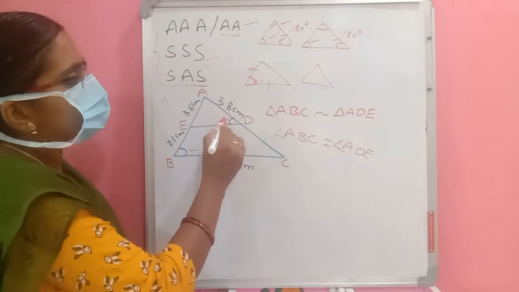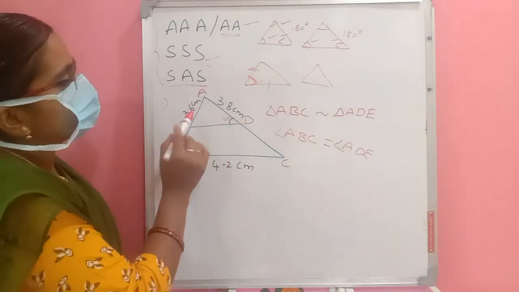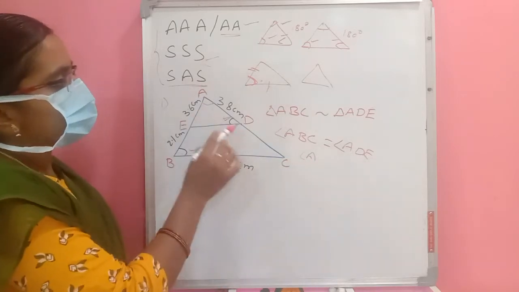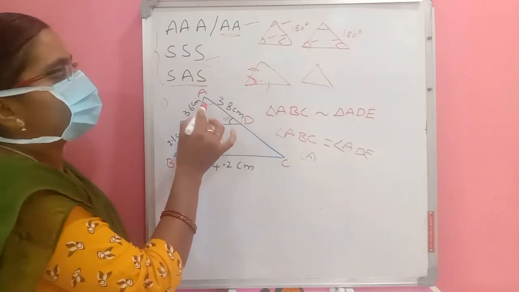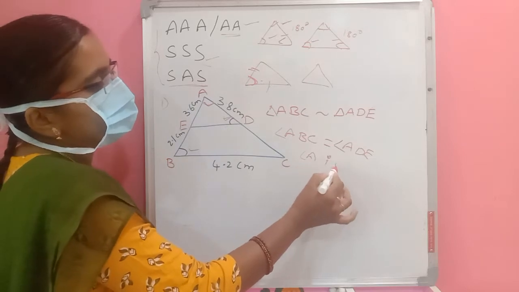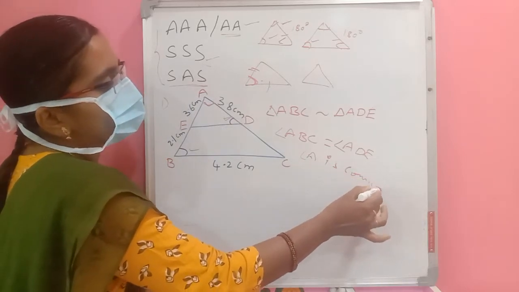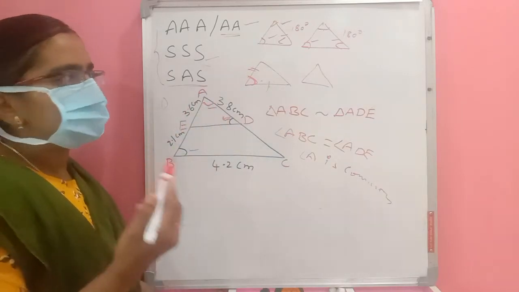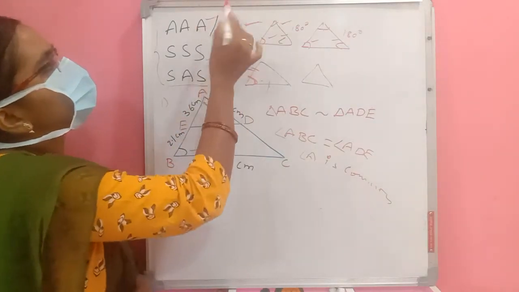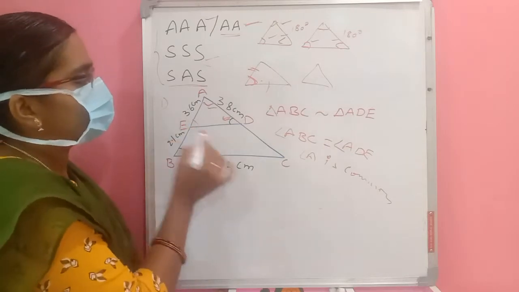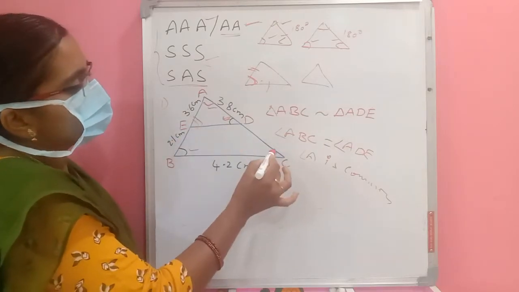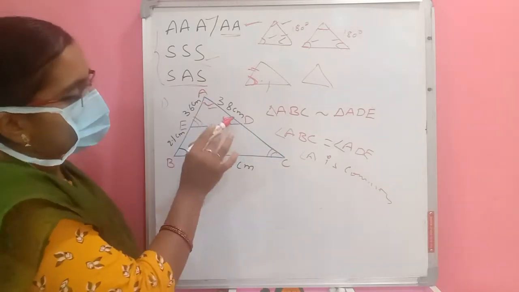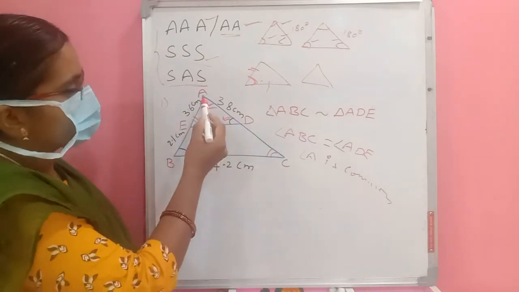So these two angles are equal. Next, in triangle ABC we have angle A, and in triangle ADE we also have angle A. Means angle A is a common angle. So, two angles are equal. When two angles are equal, automatically the third angle is also equal. This angle is equal to this angle. Then these two triangles, triangle ABC and triangle ADE, are similar.